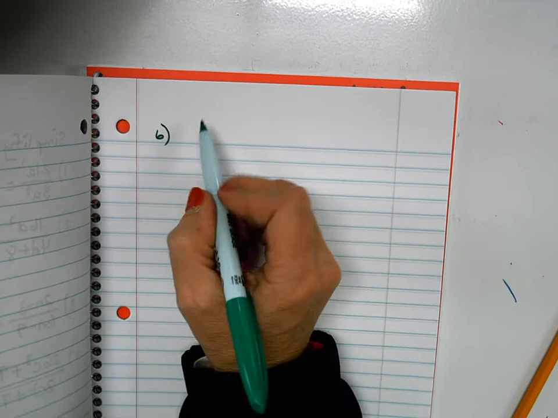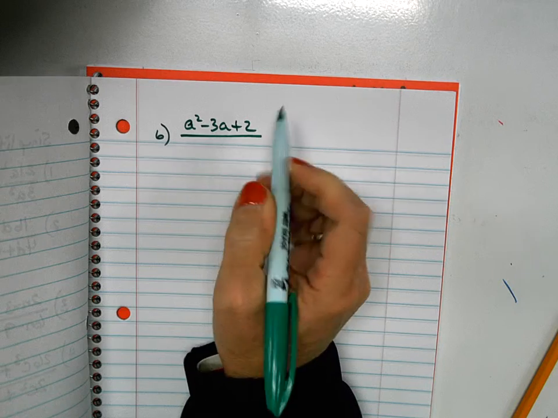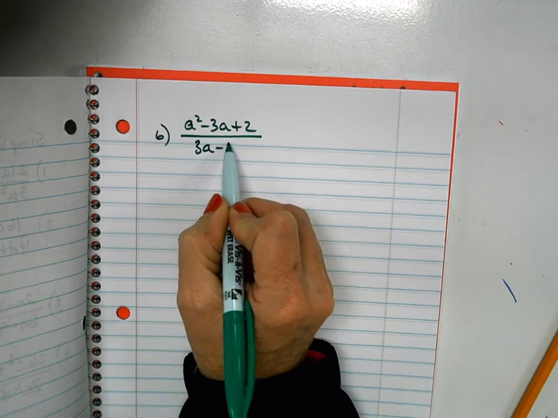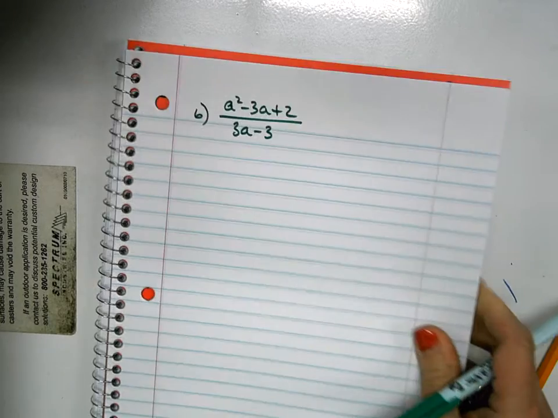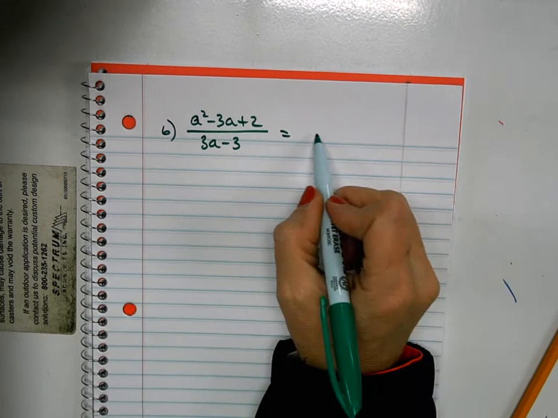All right, number 6. a squared minus 3a plus 2 over 3a minus 3. Can I cancel those 3a's? No, they're tied together with some other stuff. Can't do it. You could try, but you get the wrong answer, right? Okay, so we're going to factor the top.